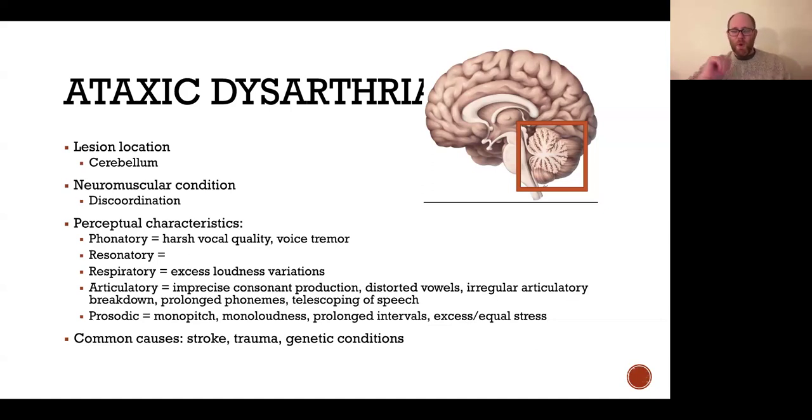But telescoping is so highly associated with ataxic dysarthria that even if there's a question of what it might be, if you hear that, you can help narrow in your diagnosis. And then in the prosodic system, people with ataxic dysarthria tend to have monopitch, monoloudness, prolonged intervals, and then equal and excess stress. Common causes of ataxic dysarthria include stroke, trauma to the cerebellum, and then any genetic condition that results in issues in the cerebellum itself.